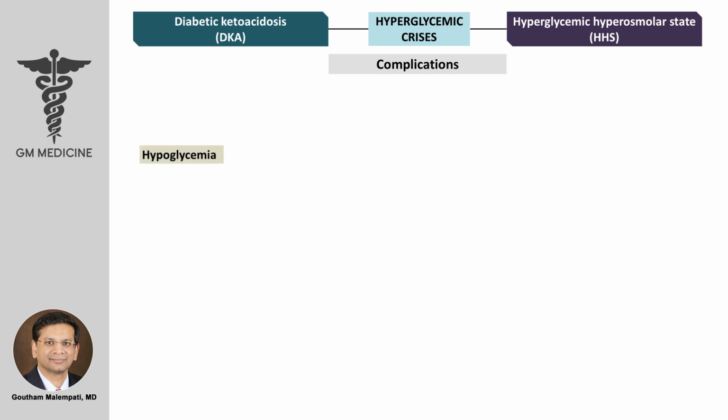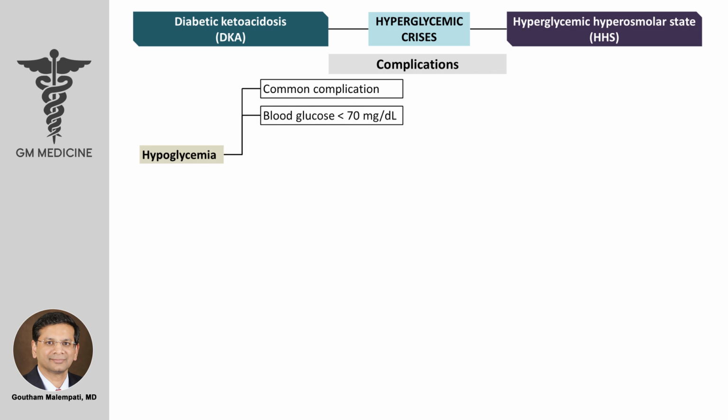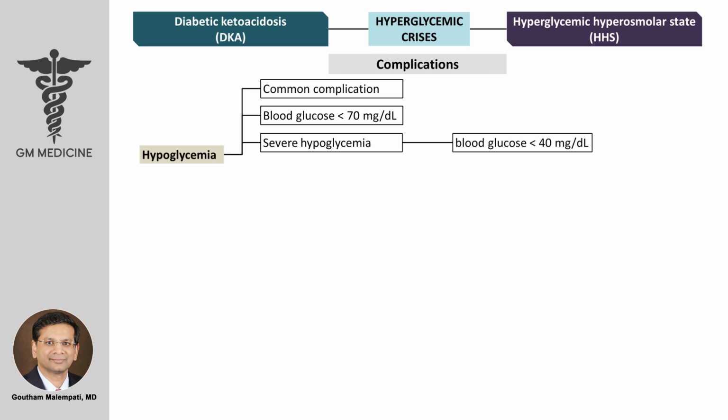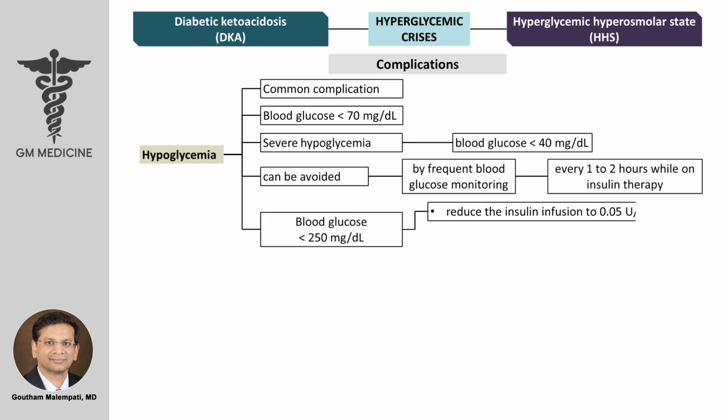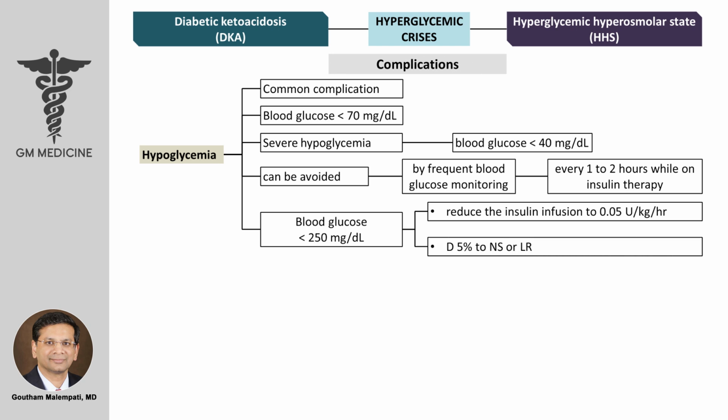Complications. Hypoglycemia. It is a common complication encountered during the treatment of DKA and hyperglycemic hyperosmolar state. Hypoglycemia is defined as blood glucose less than 70 milligrams per deciliter, whereas severe hypoglycemia is defined as blood glucose less than 40 milligrams per deciliter. One can avoid hypoglycemia by frequent blood glucose monitoring every 1 to 2 hours while on insulin therapy. When the blood glucose levels are less than 250 milligrams per deciliter, it is advised to reduce the insulin infusion to 0.05 units per kg per hour and add dextrose 5% to normal saline or Ringer's lactate.